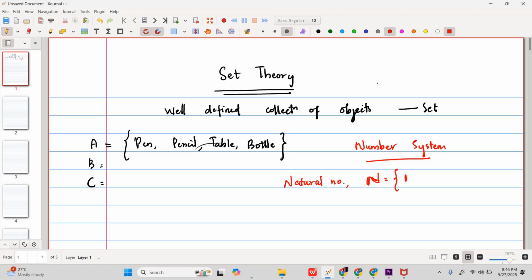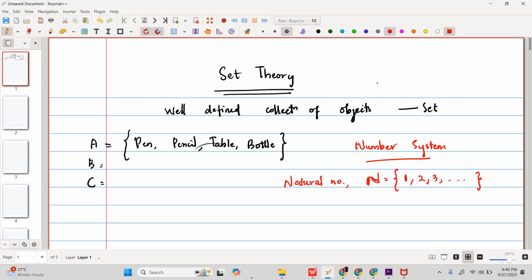Note that the natural number system is again in curly brackets and the numbers are separated by commas. So this is a collection of objects 1, 2, 3, etc., which goes on anywhere, up to what we call infinity. It just goes to infinity.